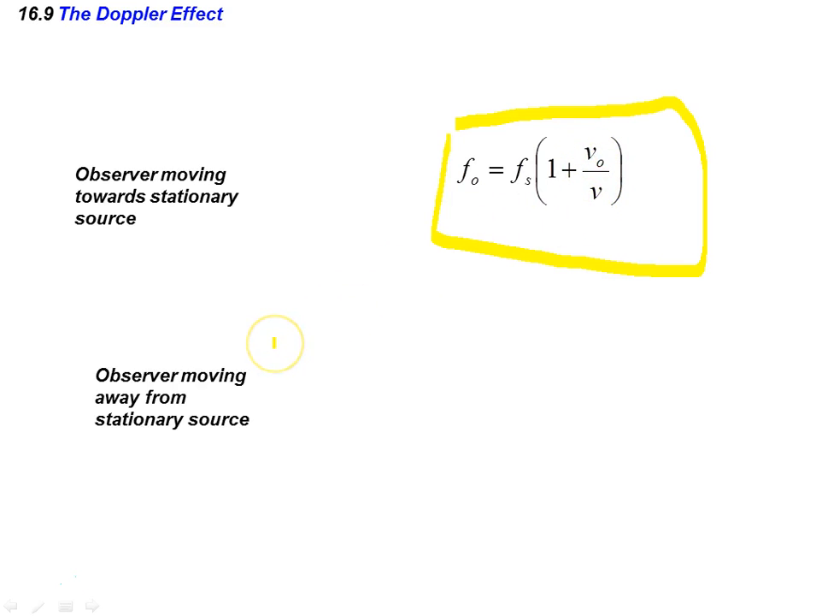But what if the observer is moving away from a stationary source? Well, once again, we would expect the frequency to decrease, and so all that changes is this plus goes to a minus. Now, there are 4 equations here with the Doppler effect because of the 4 different situations, whether we have a stationary source or a moving source, and which direction is the movement. So we can generalize this and create a general case that works for all 4 cases and then some.